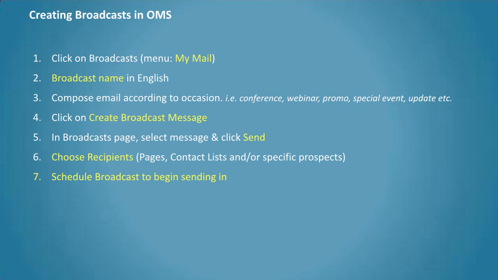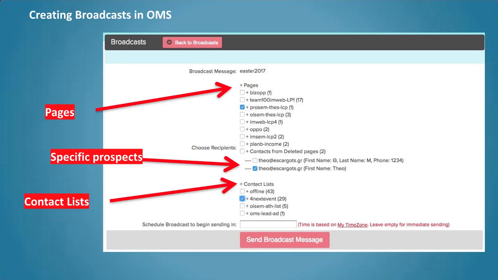When we do that, we have to choose the recipients, and this can be a page, a contact list, and it can even be specific prospects. And of course we schedule the broadcast to be sent at that point or at a specific time. So here we see that we also have the option to select specific prospects besides pages and contact lists.